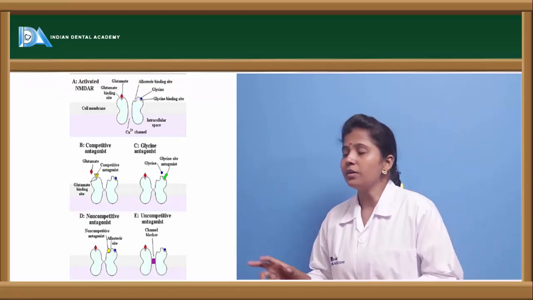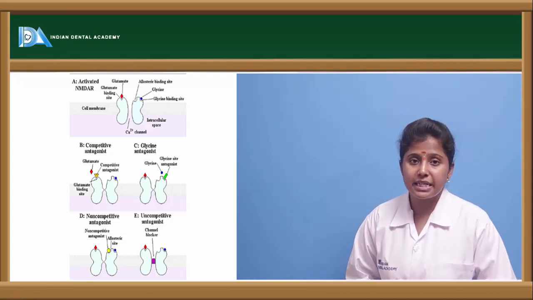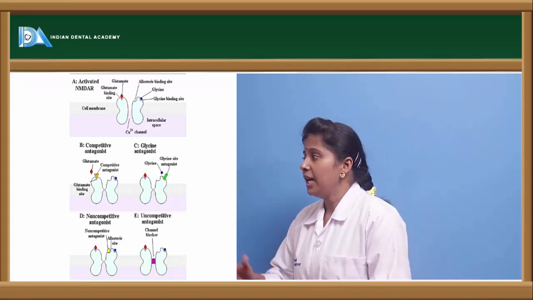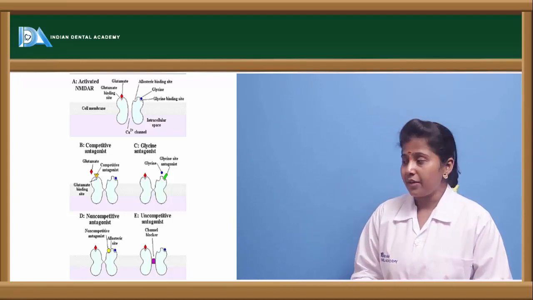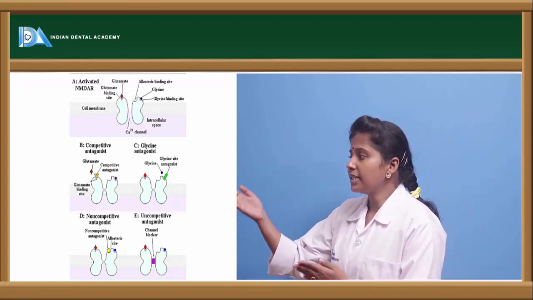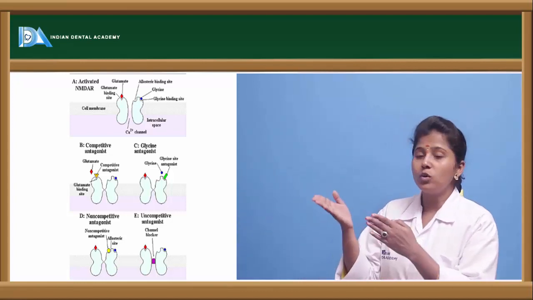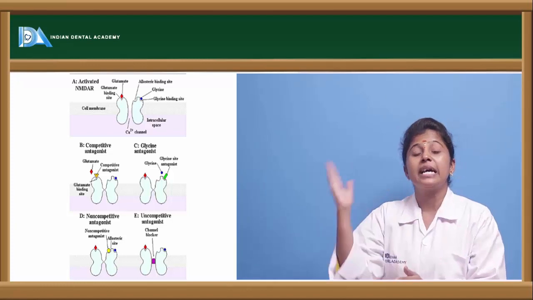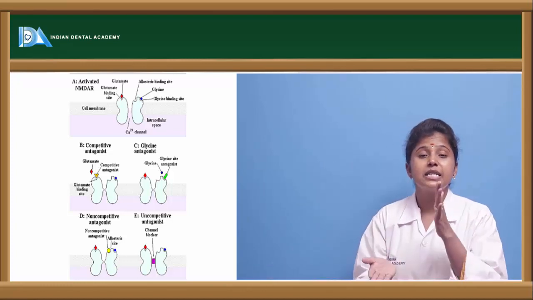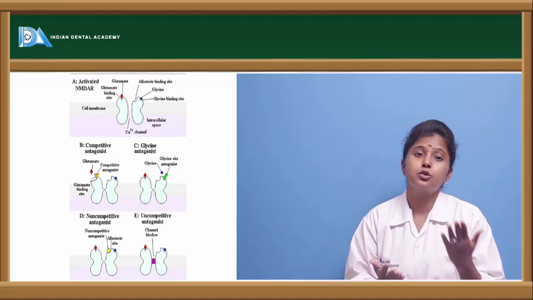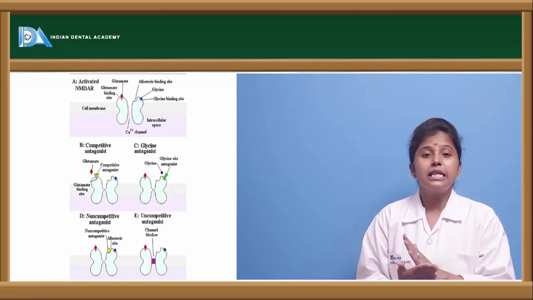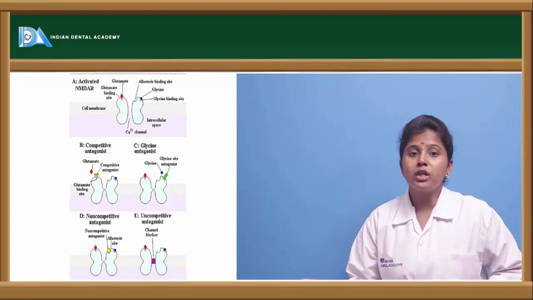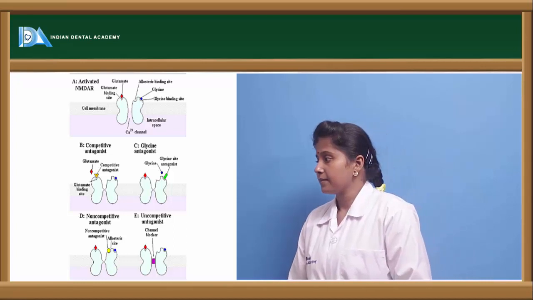So this is an example of antagonism. Here glutamate binds to the glutamate binding site of the NMDA receptor, and thereby it shows various effects. On the other side, the glutamate is replaced by an antagonist, and thereby it is not allowing the glutamate to show its action. So that is leading to a nullified effect, or no effect.